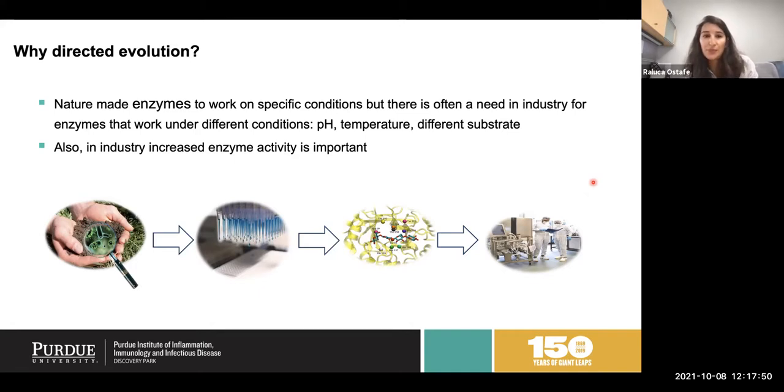Also, from an industrial point of view, increasing the enzyme activity, even if it is for the natural substrate, is very important because most often the biocatalyst is actually the limiting step or the driving cost for the final product. Therefore, even if we increase the activity by 2 times, this means that we can decrease the cost by 2 times of the final product.